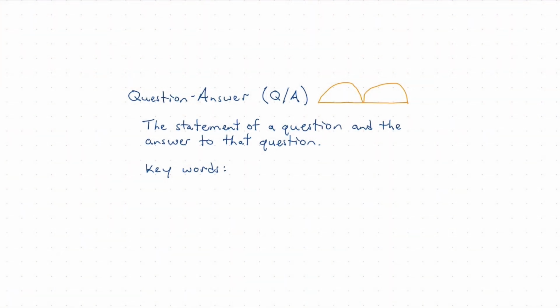Let's look at the next relationship of question and answer as we continue to walk through these subordinate relationships. Question and answer is pretty straightforward. It's the statement of a question and the answer to that question. So this is one of the most recognizable of the relationships. The key word you're going to look for is really not a word at all, but a question mark. You're going to be looking for that question mark as the key indicator, as the key word, even though it's not a word, to point you toward the relationship of question and answer.